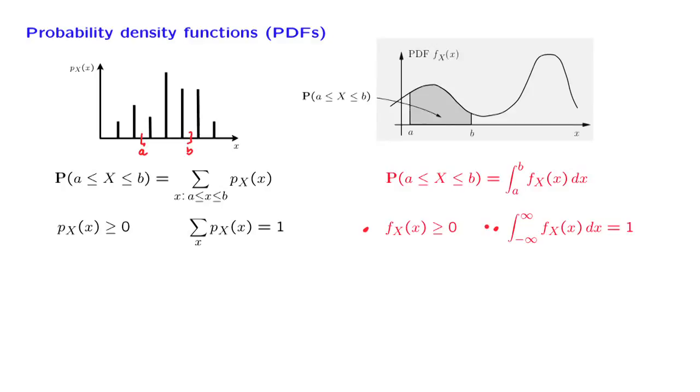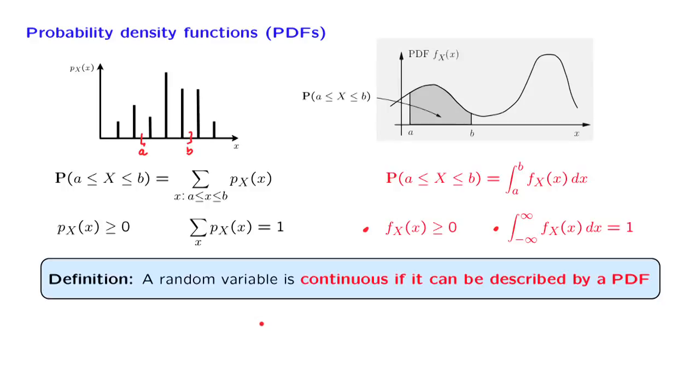We can now give a formal definition of what a continuous random variable is. A continuous random variable is a random variable whose probabilities can be described by a PDF according to a formula of this type. An important point: the fact that a random variable takes values on a continuous set is not enough to make it what we call a continuous random variable. For a continuous random variable, we're asking for a bit more, that it can be described by a PDF so that a formula of this type is valid.